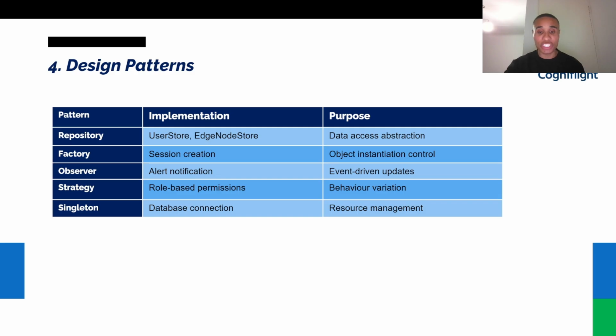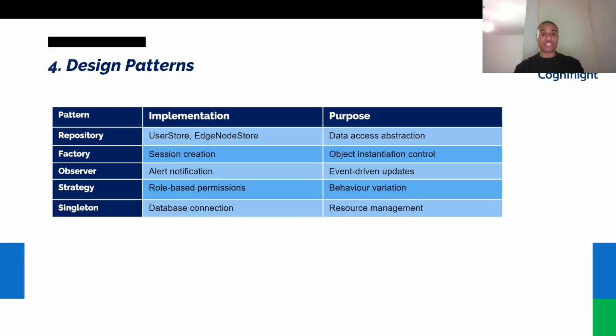Finally, we have the Singleton design pattern for database connections. Instead of creating multiple database connections that could slow down the system, this pattern ensures that we just use one efficient connection that all services share. This improves performance and reduces system resource usage.